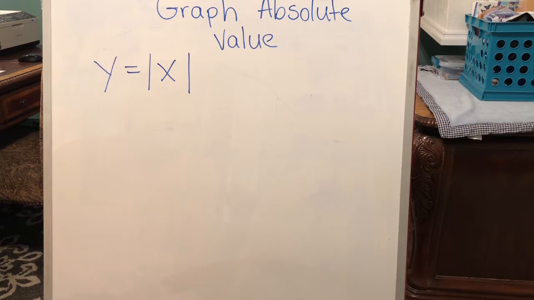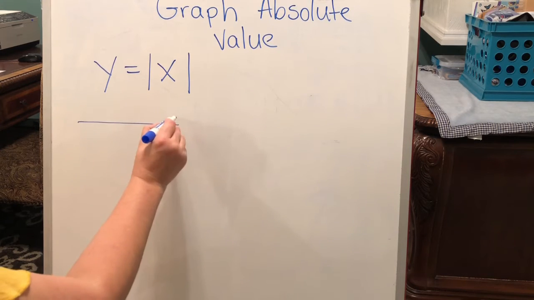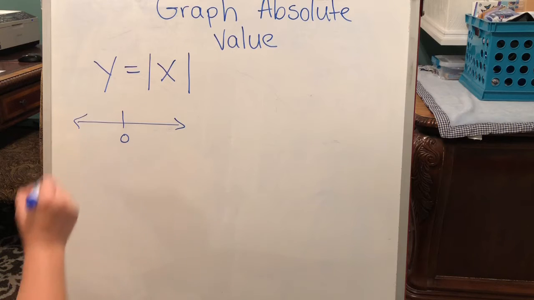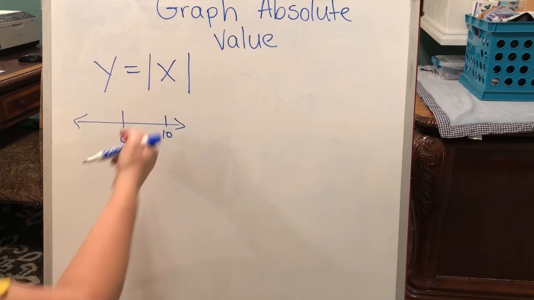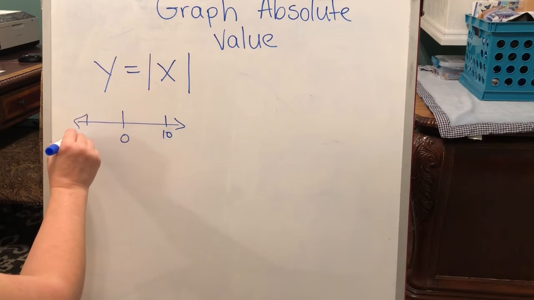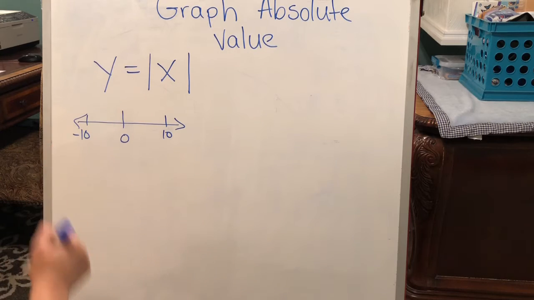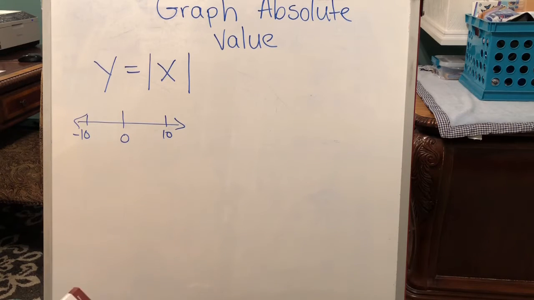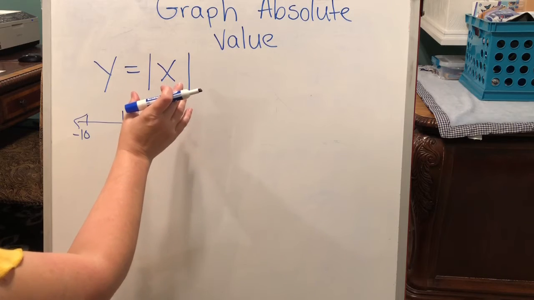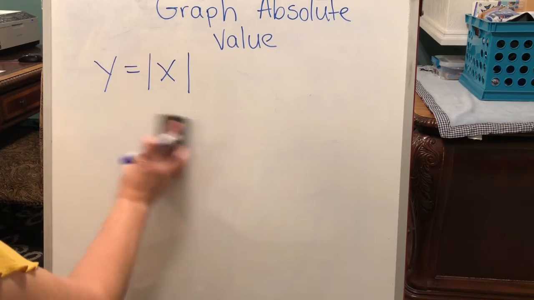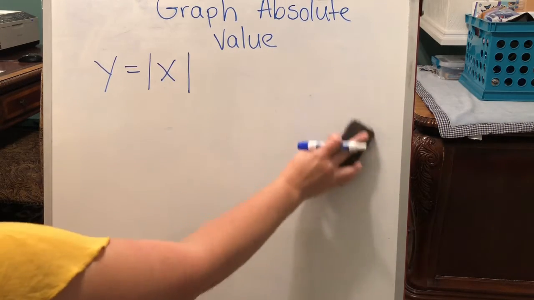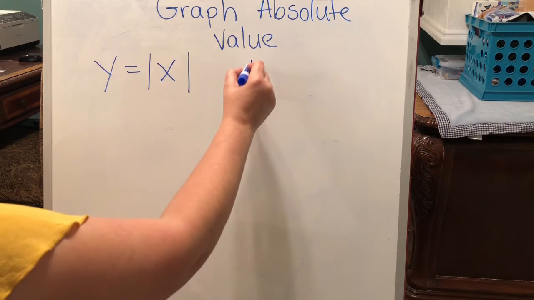The absolute value, if you remember the definition, is the distance from 0 to the number. So let's just say I have 10. I am 10 units from 0. Well, if I'm at negative 10, I am also 10 units from 0. That is the definition of absolute value. So when you have something inside the absolute value, it's always going to be positive because you're always talking about units to 0. So let's talk about the graph and what it looks like.